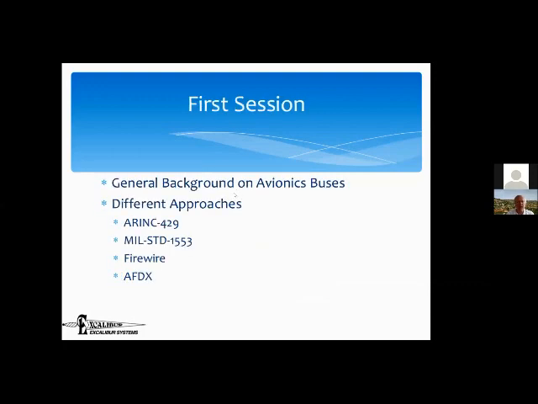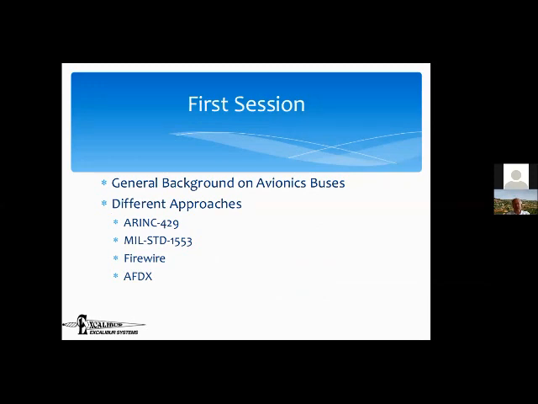So it's divided into a number of sessions. The first session is the general background, in which I'll talk very briefly about several different avionics specifications. ARINC 429 was developed in the early 80s for civilian aircraft. MIL-STD-1553 was developed at the same time, maybe even a few years earlier. It started in 1978 for military aircraft.